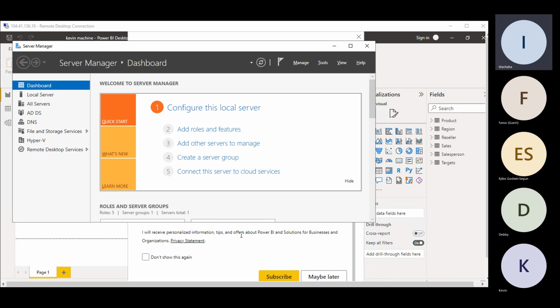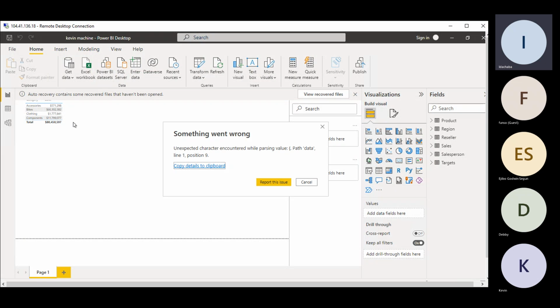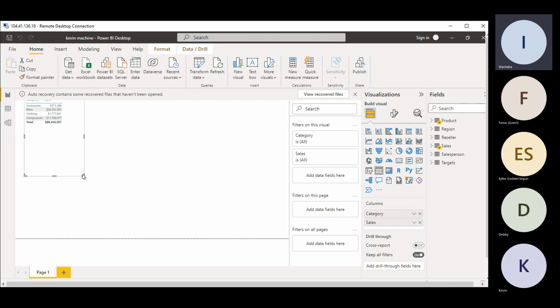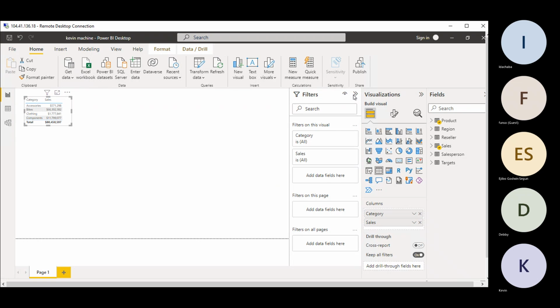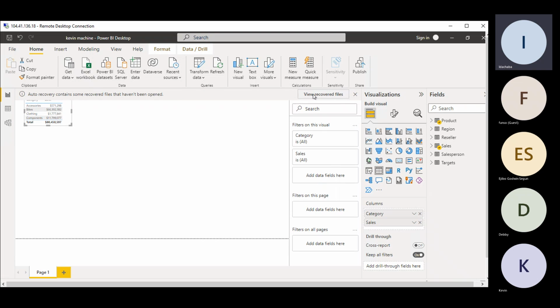So now, are we in our report view? For those of us who are following, from Kelvin's machine, we are already at the report interface. Here we are already at the report interface.